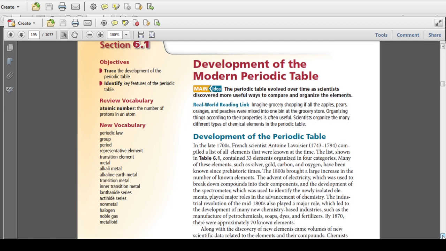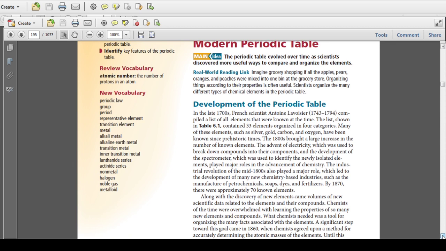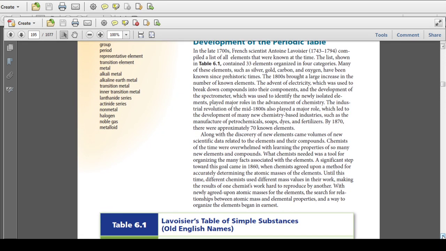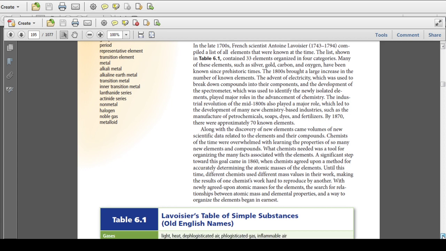The Industrial Revolution of the mid-1800s also played a major role, which led to the development of many new chemistry-based industries, such as the manufacture of petrochemicals, soaps, dyes, as well as fertilizers. By 1870, there were approximately 70 known elements.